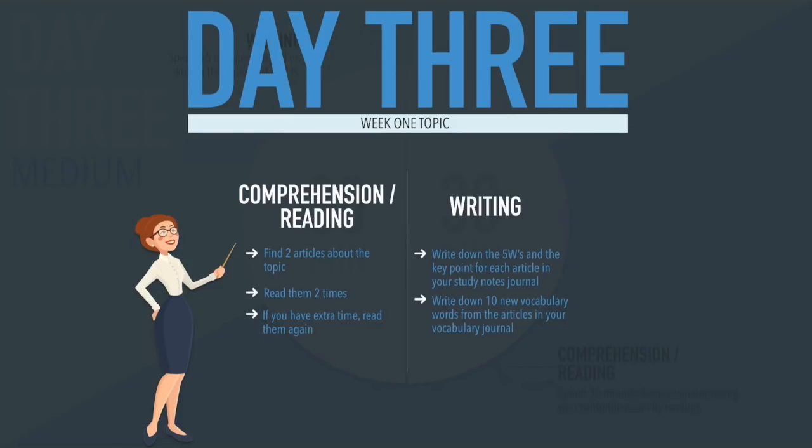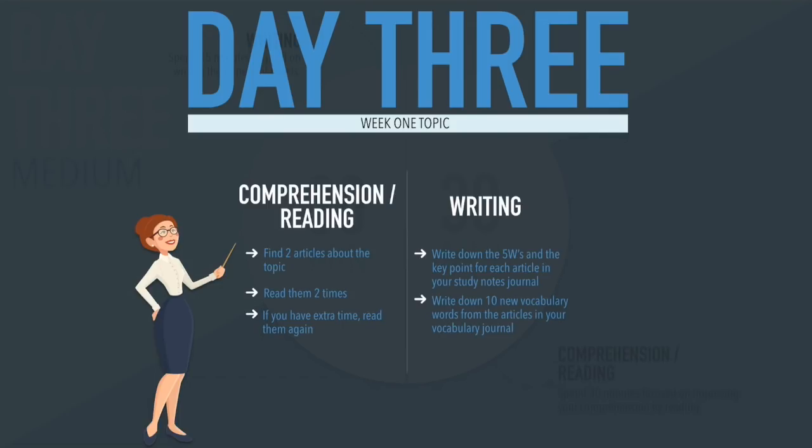So you can find the articles on Google, online, or if you have a book or a magazine, whatever you find, just make sure it's about your topic, okay? Now, next, this is important. You're going to read the articles 2 times, and if you have extra time, read them again. Remember, your brain is amazing. It can take a lot of information in, so try to read them over quickly.